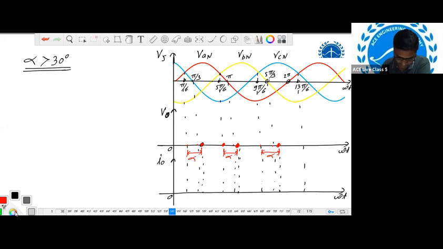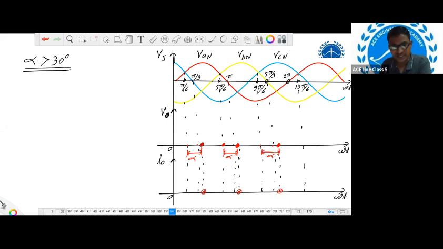Right. So here it is like our thyristor T1 will turn on here, thyristor T2 here, thyristor T3 here. Now you can check at this instant our thyristor T1 will turn on because we are applying the gate signal. But before thyristor T1, which thyristor was in a conduction mode? It is like thyristor T3.